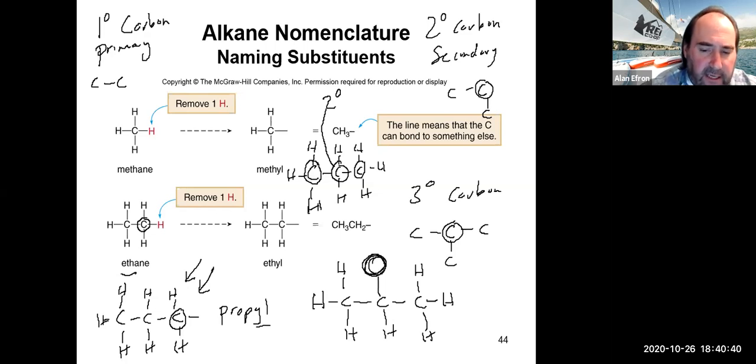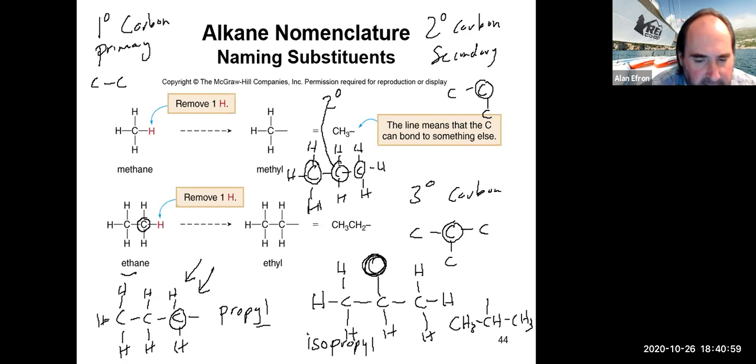It would attach in. And this guy here actually has a special name. This is what is known as isopropyl. This is the isopropyl group. And it has this arrangement of CH3, CH, CH3, sort of the condensed way you sometimes will see it written. And that has a special name, which is known as the isopropyl group.